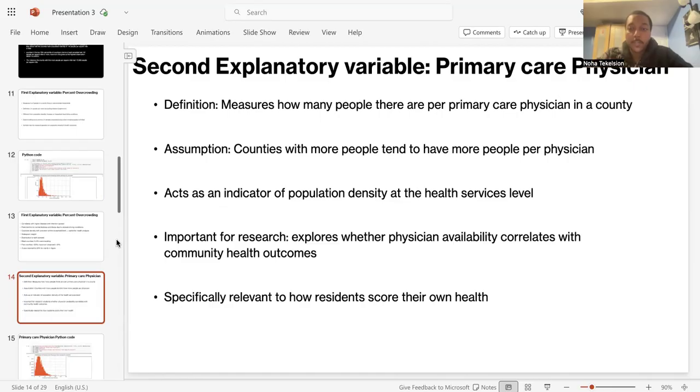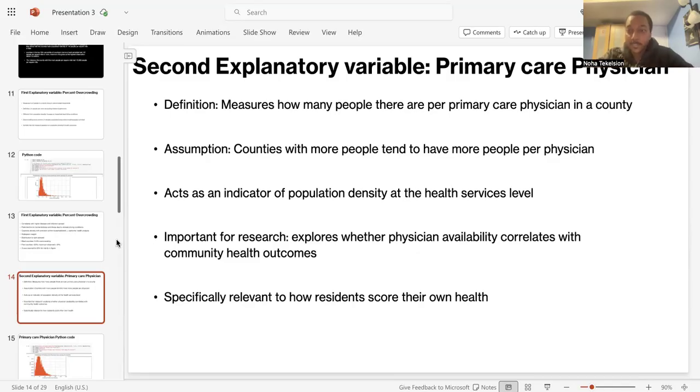And going further, it would be interesting to see if there's a relationship between this variable and community health. There may be a correlation in some counties between the number of doctors available for the population and health outcomes, in this case, how residents of the county score their own health. So this could go one of two ways. People with more access to physicians could know more about their health, and so how they rate their health could be more indicative of their actual health.